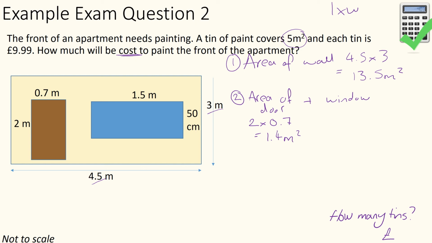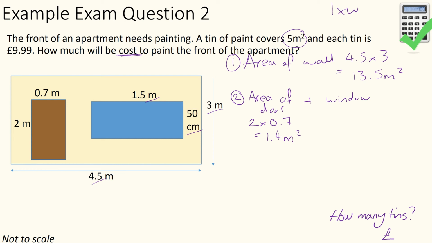Now, to be careful here, because I've only just noticed, I've done one measurement in meters and the other in centimeters. That is a bit sneaky, because if I was just to go ahead and do 1.5 times 50, the answer is 75, but what is it? Is it 75 meters squared? Well, that would be a massive window. Is it 75 centimeters squared? Well, that would be a much smaller window.